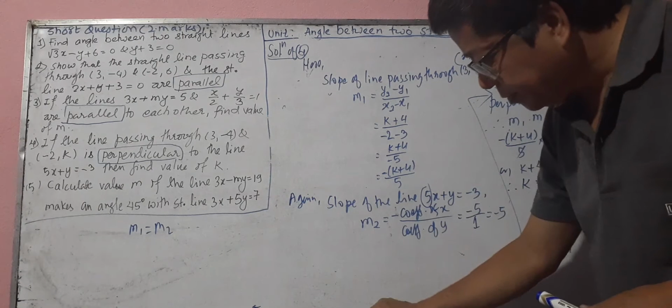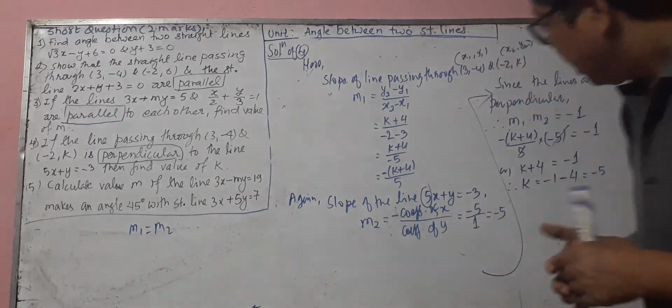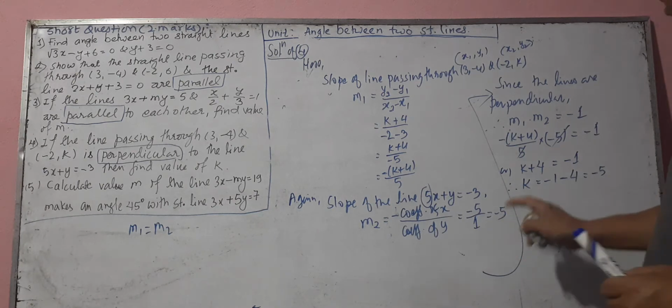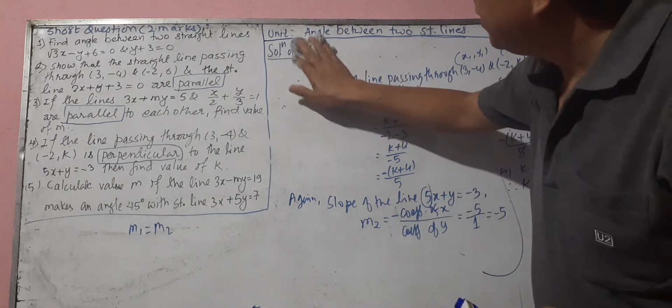Next we solve the last question. This is the required answer. Now the last question is 5.